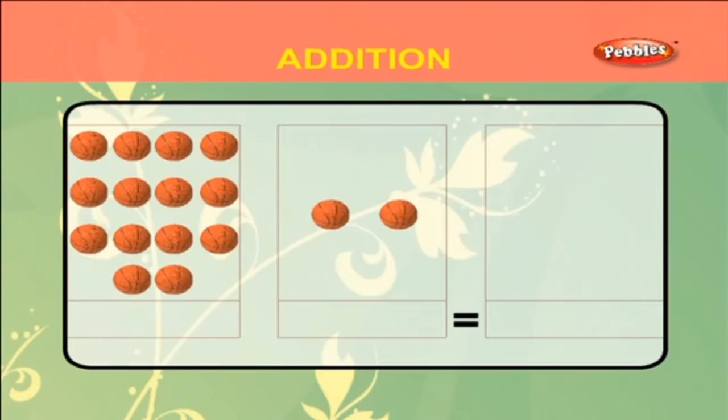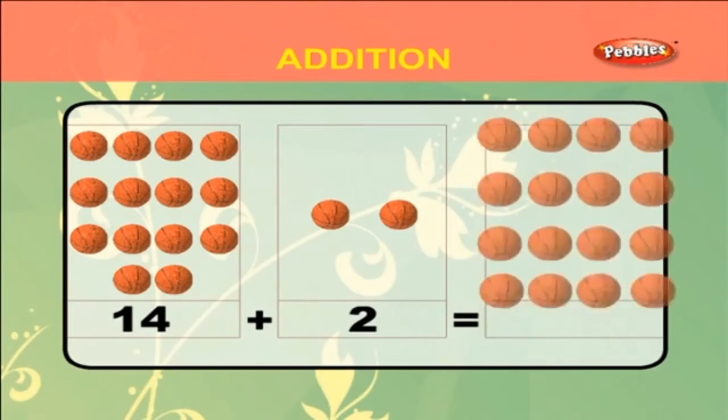Here there are 1, 2, 3, 4, 5, 6, 7, 8, 9, 10, 11, 12, 13, 14 balls, and here we have 1, 2 balls. 14 plus 2 is equal to 16.